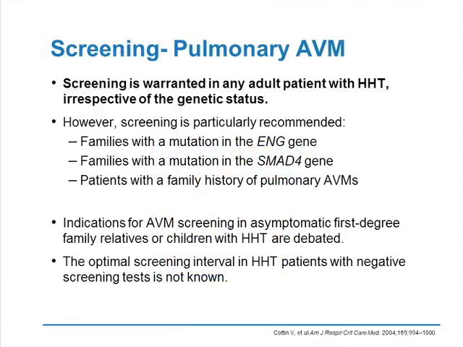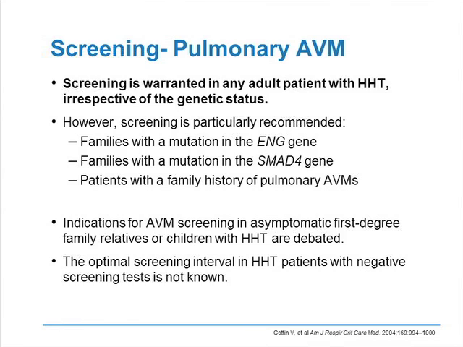So screening is warranted in any adult patient with HHT, even in children. We do it irrespective of their genetic status. However, if they're ENG, SMAD4, or have a family history, we say you clearly need it. Indication for AVM screening in asymptomatic first-degree family relatives or children is debated, but we tend to screen them.